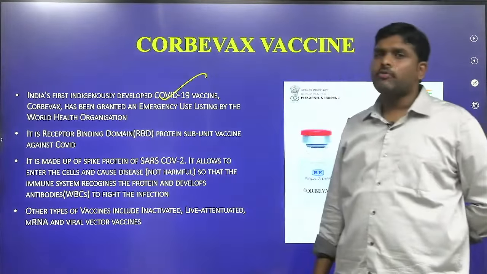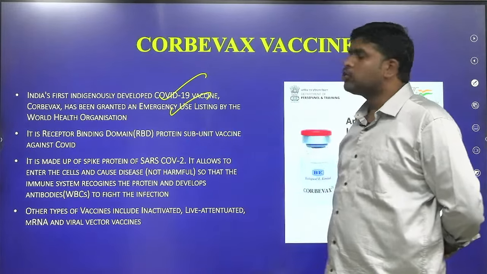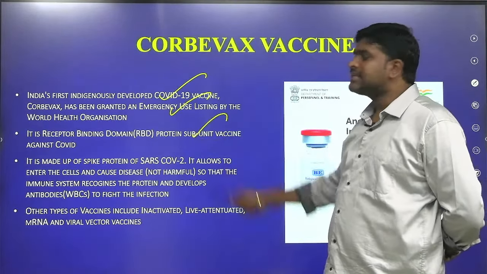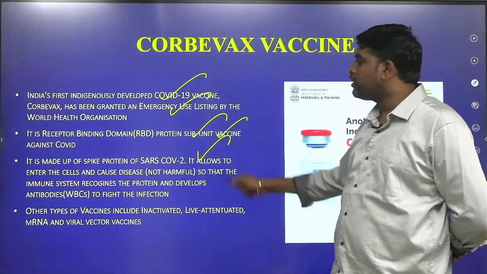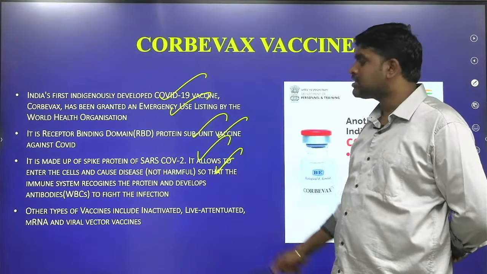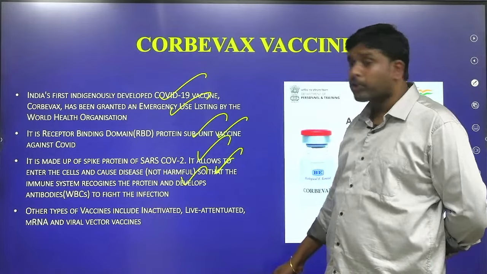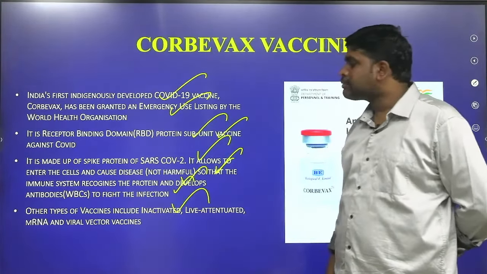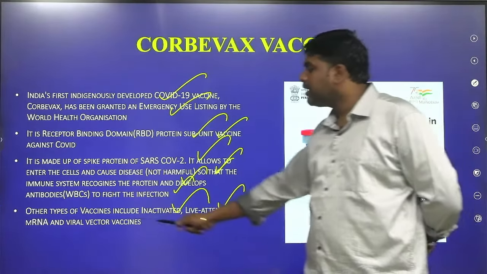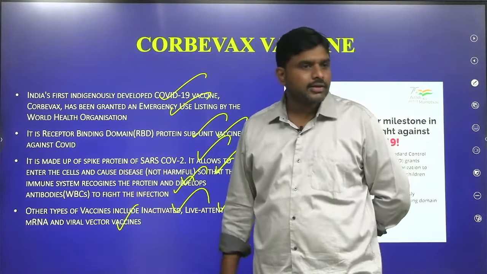First indigenously developed COVID-19 vaccine, granted emergency use listing by World Health Organization. It is a receptor binding domain protein subunit vaccine, spike protein of SARS-CoV-2. It allows the virus to enter the cells and cause disease, so that the immune system recognizes the protein and develops antibodies to fight the infection. Other types of vaccine include inactivated, live attenuated, mRNA and viral vector vaccine.